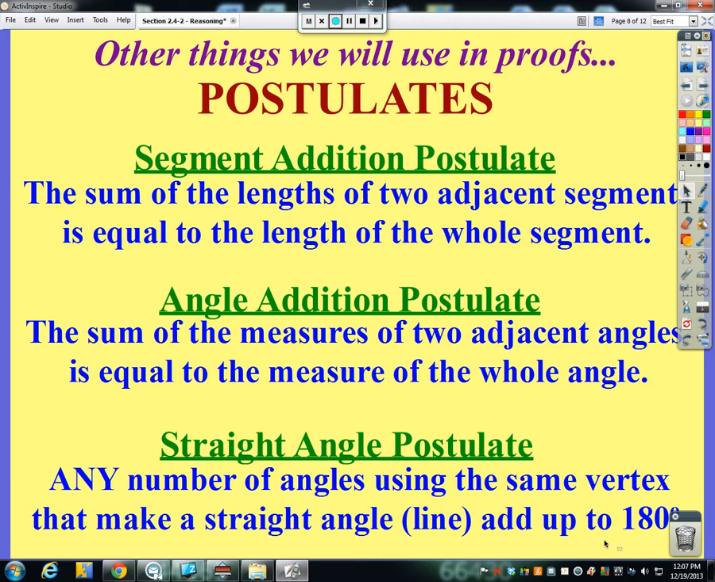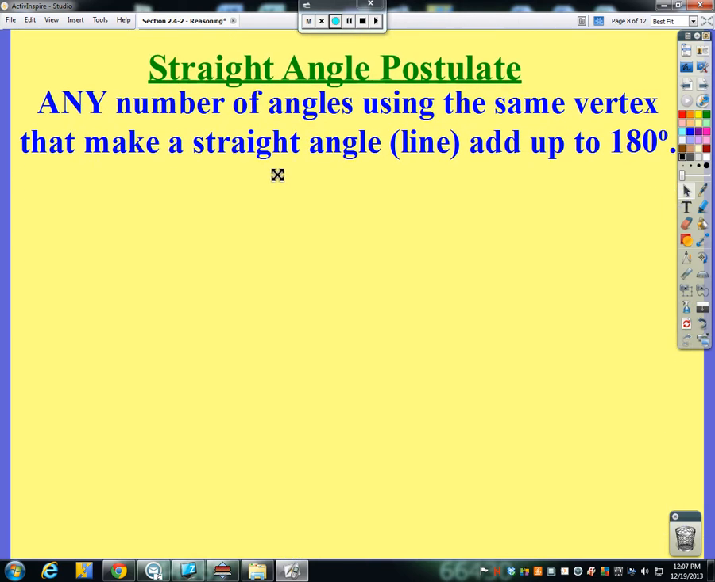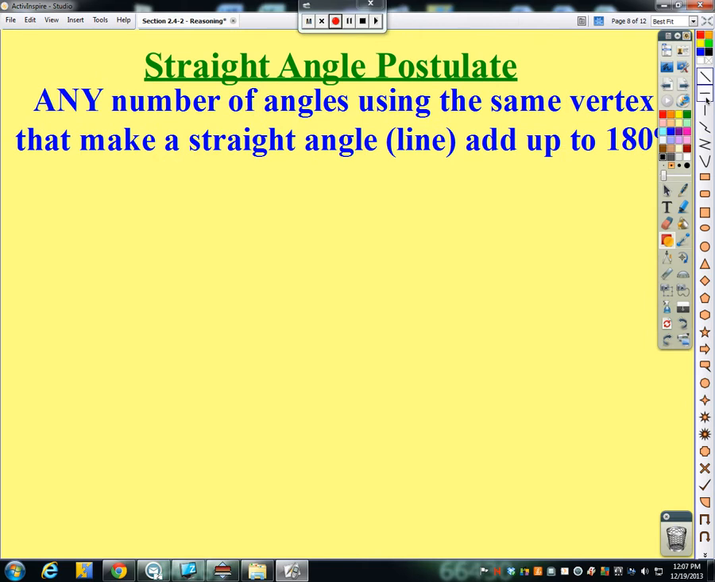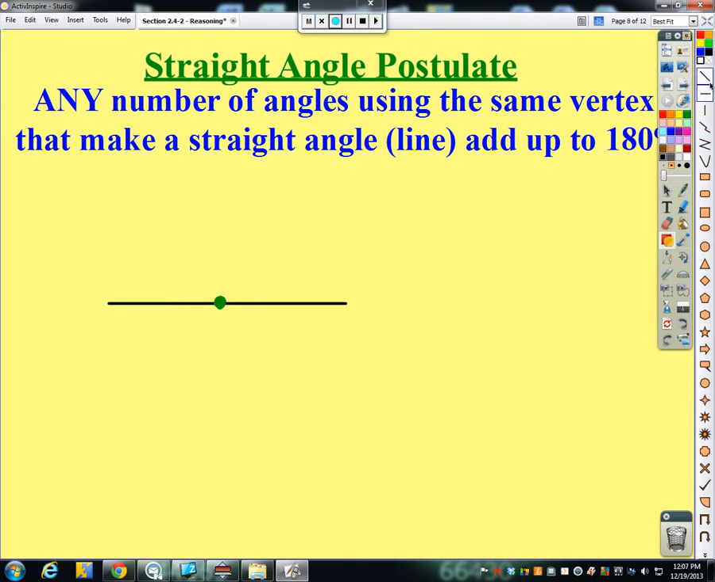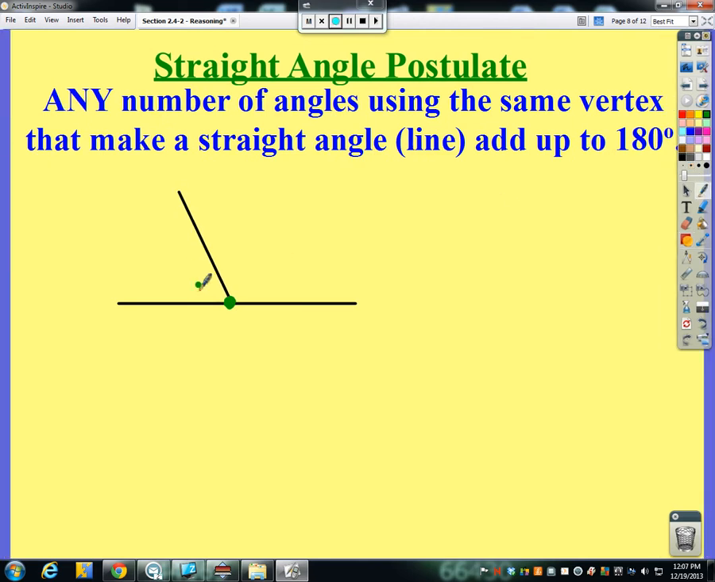Now this doesn't have to be supplementary. This could be any number of angles. So let me just show you real quick what I mean by that. Say here's a straight line, here's a vertex. I could have just two angles, 1 and 2. And what do 1 and 2 add up to be? They add up to 180 because together they make this straight line. And technically 1 and 2 are called supplementary angles because it's two angles that add up to 180.